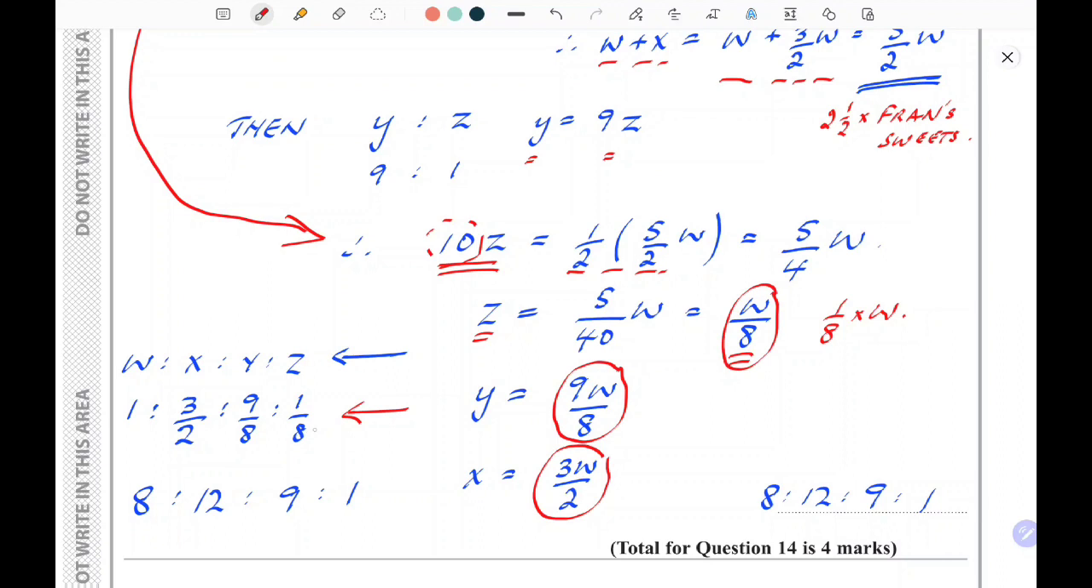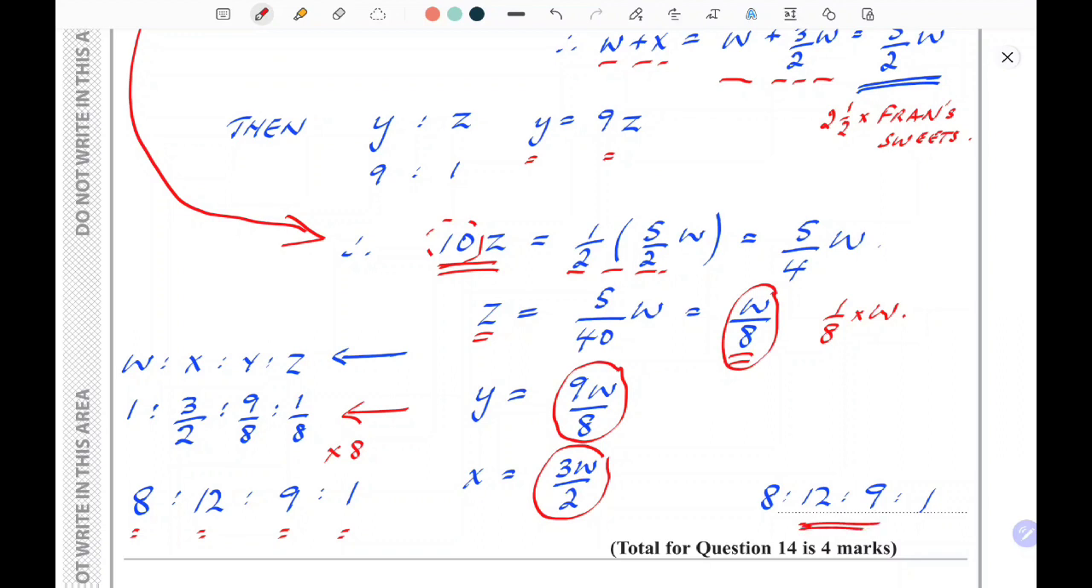Okay? And the best thing to do is multiply everything by 8. And that gives us whole numbers. So it's 8, 12, 9, and 1. So that's the ratio of the suites for each person.